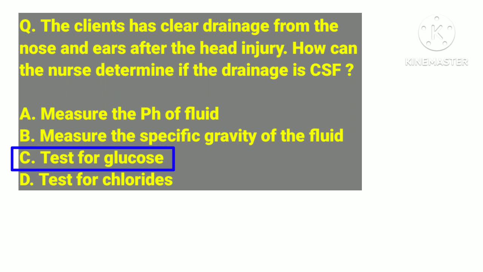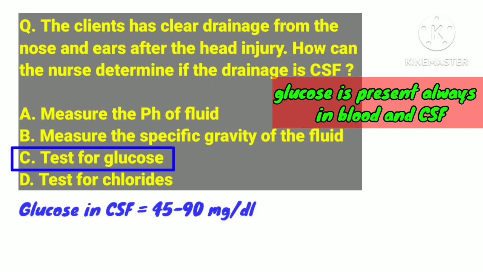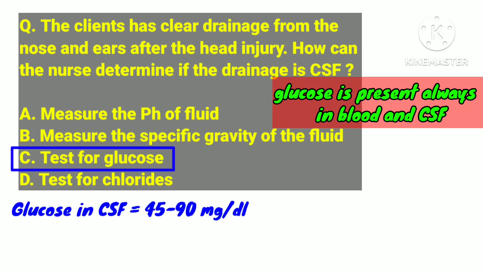The client has clear drainage from the nose and ears after a head injury. Check glucose for this fluid, because glucose is always present in blood and CSF. If it is other secretions than CSF, sugar will not be there as a result. So option C, test for glucose, will be the correct answer. Normal glucose range in CSF is 45 to 90 mg per dL.